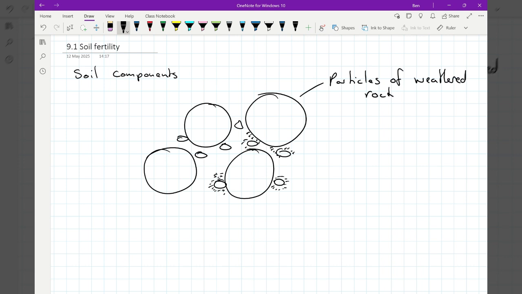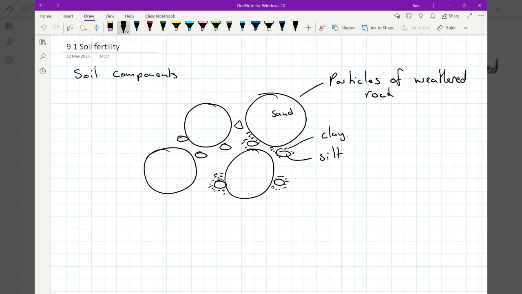So we're thinking the large ones are sand particles, the medium-sized ones are particles of silt, and the tiny ones are clay. Okay, and there are the three fractions of our soil.